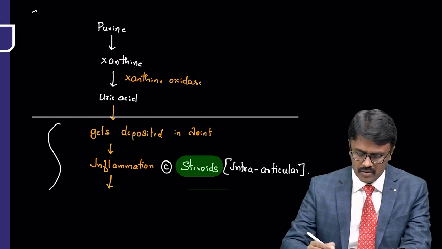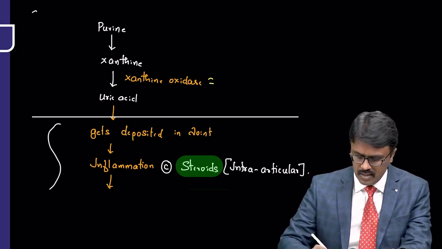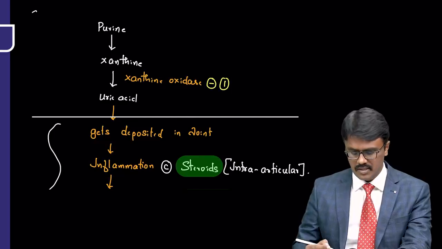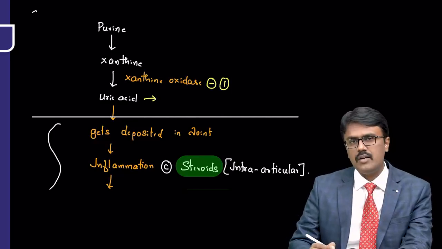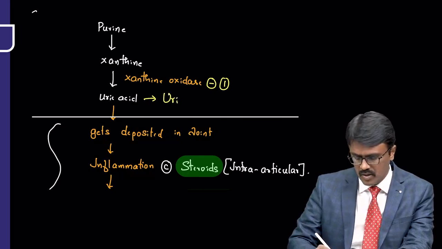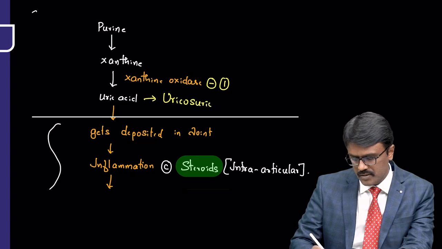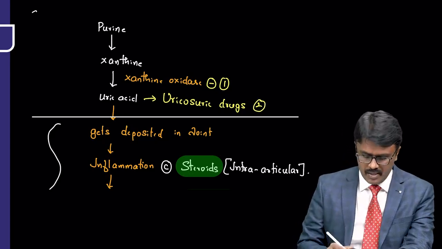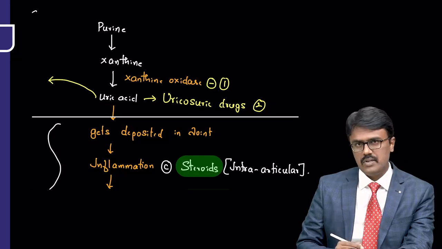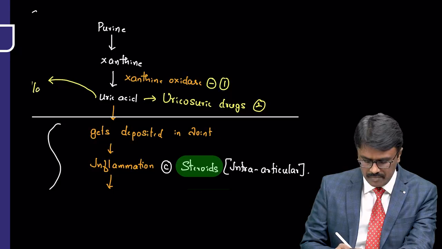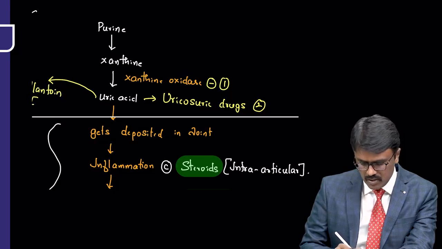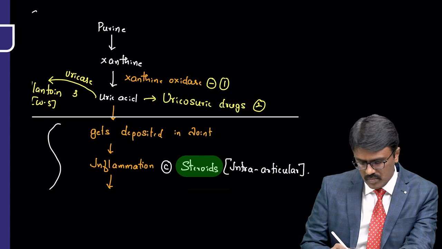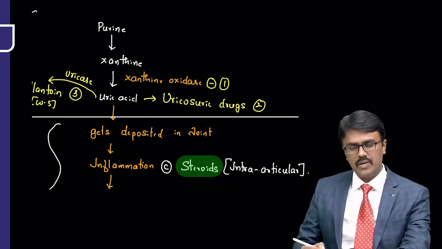So, point number one, the drugs used for chronic gout inhibit xanthine oxidase. Number two, the drugs which eliminate uric acid in the urine. These are called uricosuric drugs. Uricosuric drugs eliminate uric acid in the urine. Now, in birds, uric acid is converted into allantoin. Allantoin is water soluble, and this is done by the enzyme called uricase. So the third important aspect is to convert uric acid using uricase.